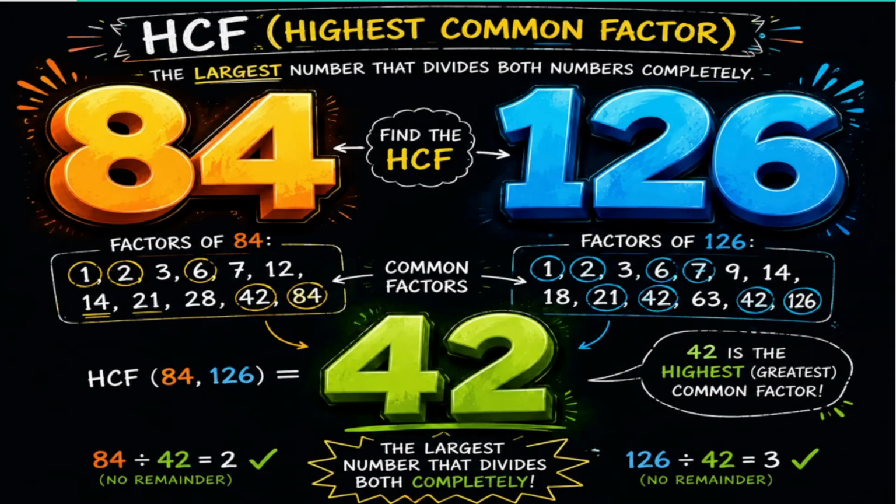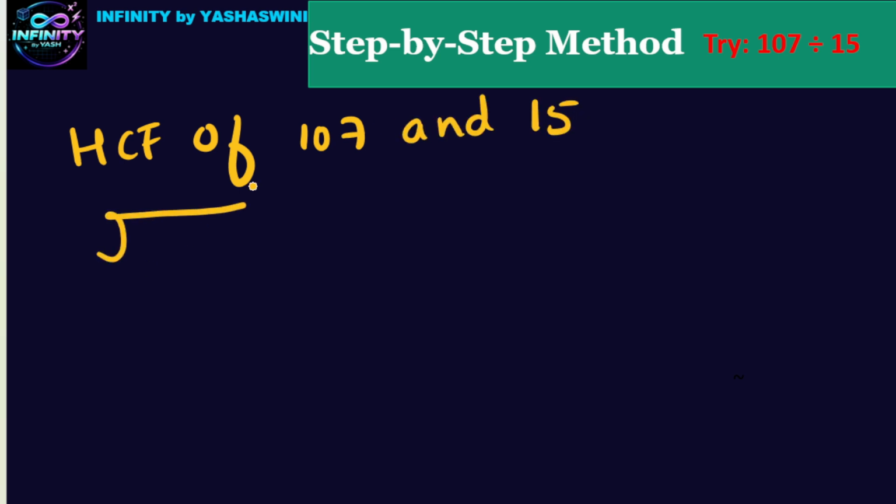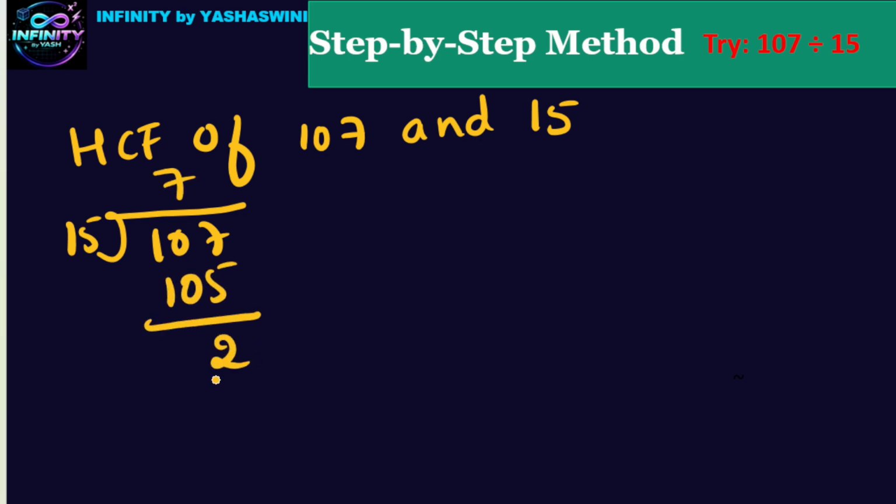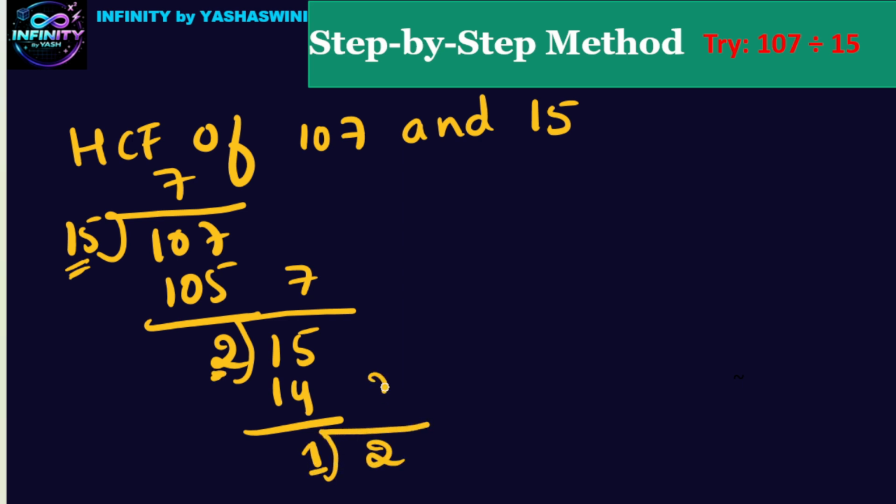Here is where it gets interesting. Euclid's lemma helps us to find HCF efficiently. Let's find HCF of 107 and 15. First, let us divide 107 by 15. So 15 times 7 is 105 and 2 is a remainder. Like this, till you get 0, you have to divide. In the next step, now divide 15 by 2. 2 times 7 is 14 and 1 is a remainder. Now again divide it. So 1 times 2 is 2 and the remainder is 0. Till you get the remainder 0, you have to divide.